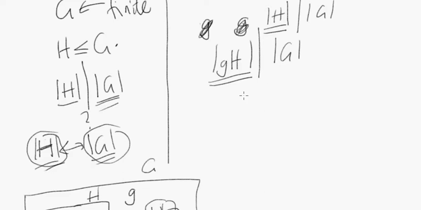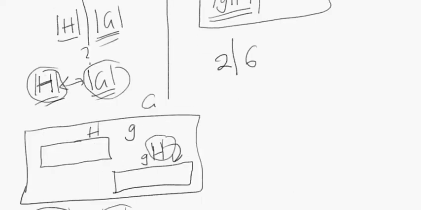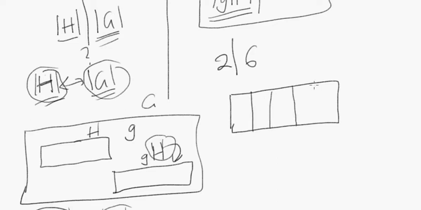So what would it mean for the order of gH, the left coset, to divide the order of the group? We just have to think of usual arithmetic. For instance, what does it mean to say that 2 divides 6? When we say 2 divides 6, what are we really saying? Let's say we have 6 blocks: 1, 2, 3, 4, 5, and let's add a 6th block right here.